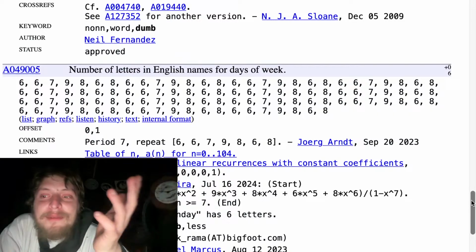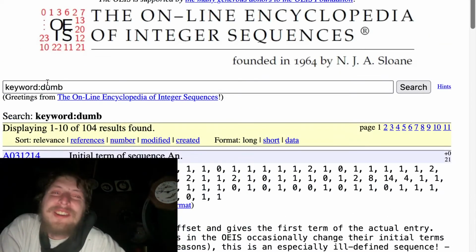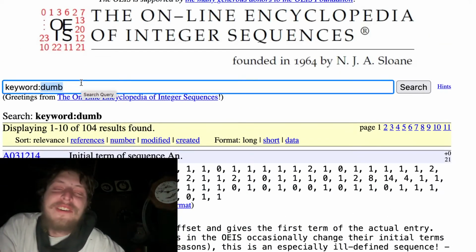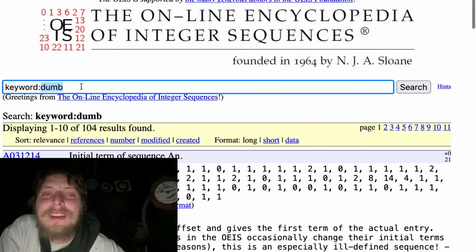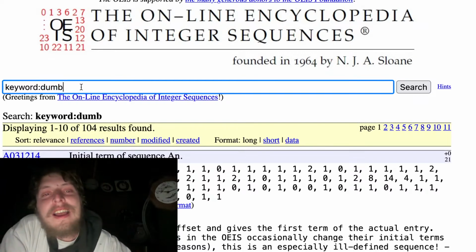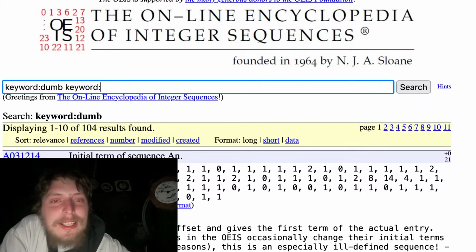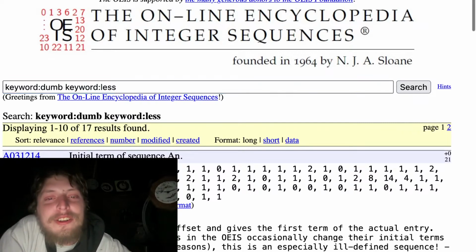So I'm okay with them calling some of them dumb. I don't know if I would use the term dumb myself. It sounds kind of mean. But I can understand their logic. Now, which ones do they have as dumb and as less interesting?